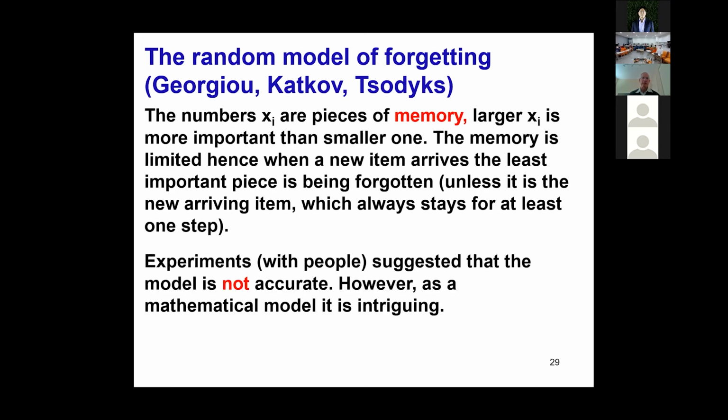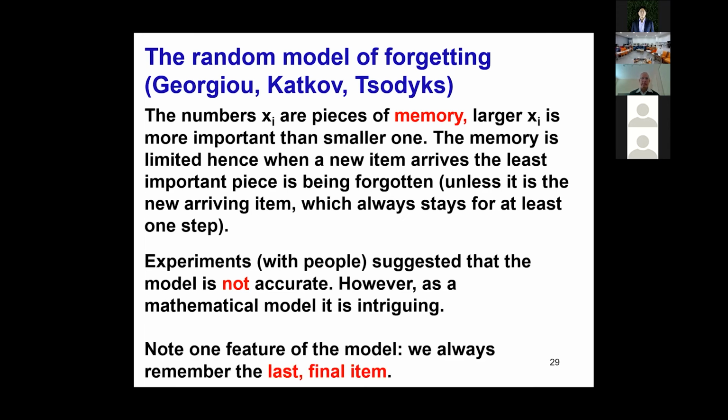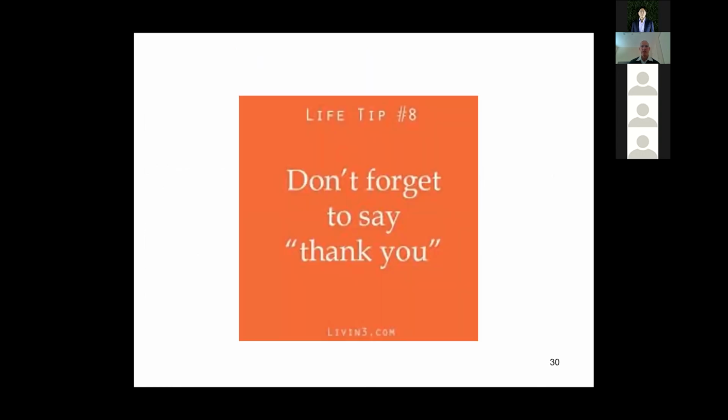Now, something a little bit disappointing is that there are ways to do experiments with people on Amazon, and they did it. You ask them to remember words and check it, and the results suggest that this model does not quite work as it is. Still, I think that mathematically it is intriguing, and note that in this model you always remember the final item, because the final item always stays. And this is the last piece of this lecture, so you are supposed to remember this one. And with this, I'll finish, and thank you.